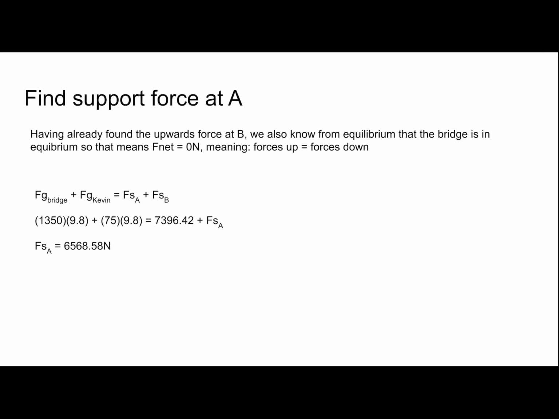Okay, so this method is more for if you're really confident that you got the right answer for the last question. However, if you're not very confident, it's always a great idea to go back and check using both methods. You could find the support force of B, then use the concept of torque again to find the support force of A, and then use this method to check whether your upwards forces equal your downward forces. That will be your ultimate way of knowing if you got the right answer.